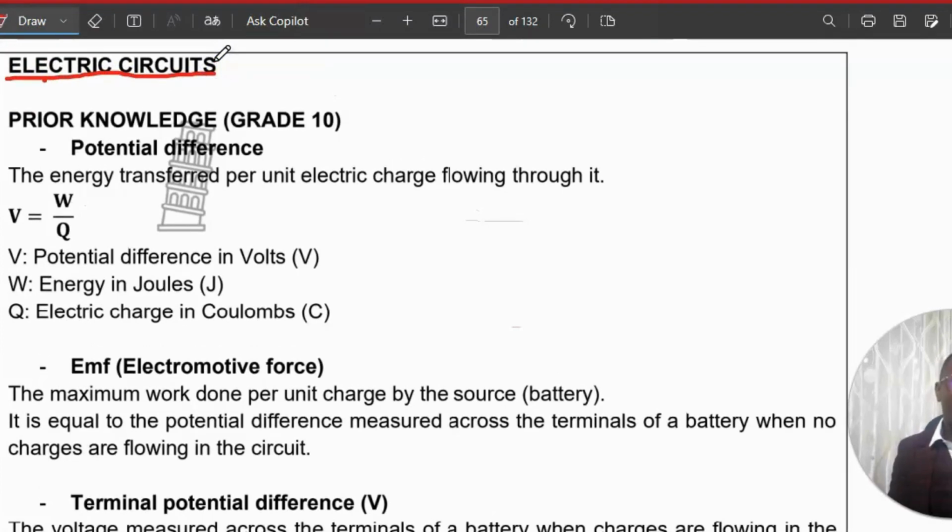This week we're going to be talking about electric circuits. Okay, let's talk about these electric circuits.